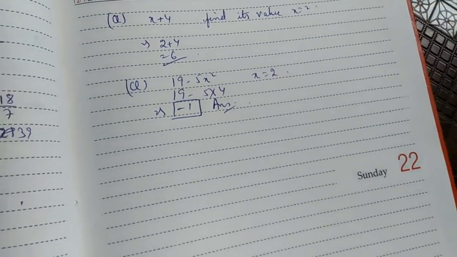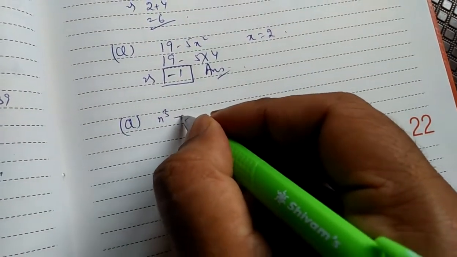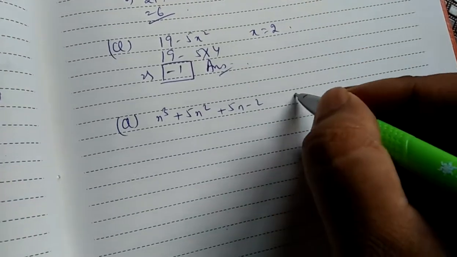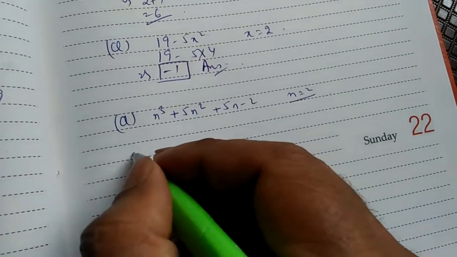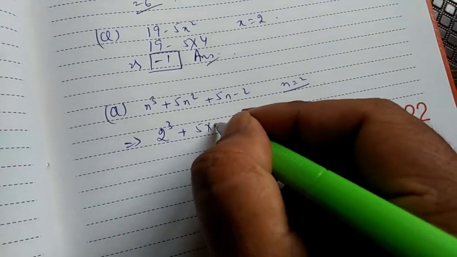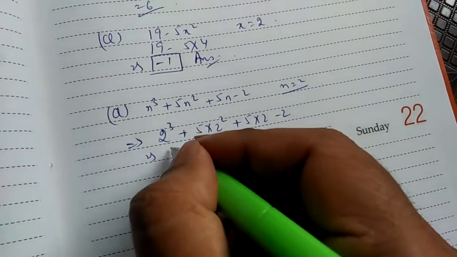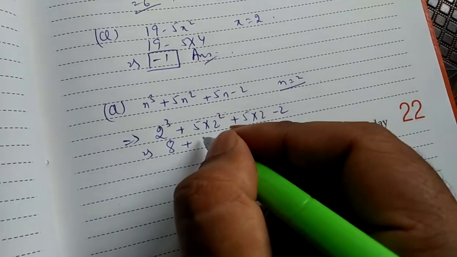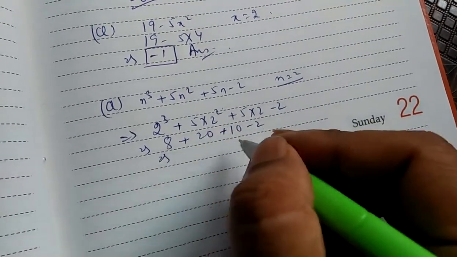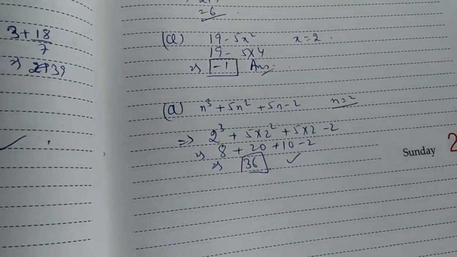So let's say question is n cube plus 5n square plus 5n minus 2, find when n is equal to 2. So n cube is 2 cube, 5n square is 2 square, plus 5n is 5 into 2 minus 2. 2 cube is 8, 2 square is 4, so 20, so 10 minus 2. 30, 38, 36 is the answer. Okay, simple enough.